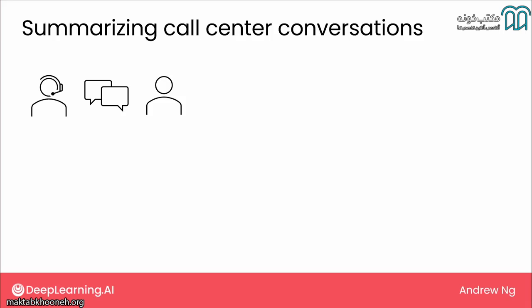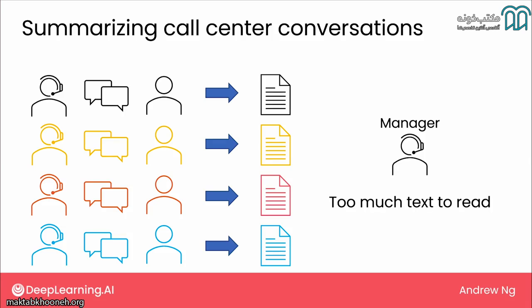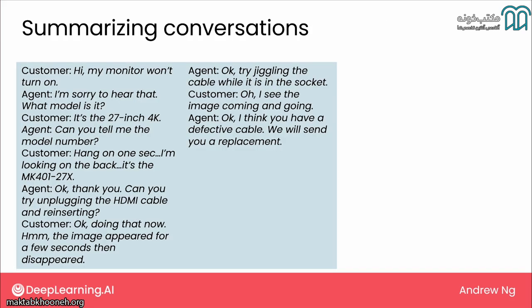If you have permission to record these phone calls between the agents and the customers, you can then run the phone calls through a speech recognition system to get a text transcript of the conversation. And if you have many customer service agents having conversations, you end up with a lot of text transcripts. If you want to review what's going on in your call center, you probably end up with too much text to read. Given a text transcript like this between a customer and an agent, what really happened in this call?